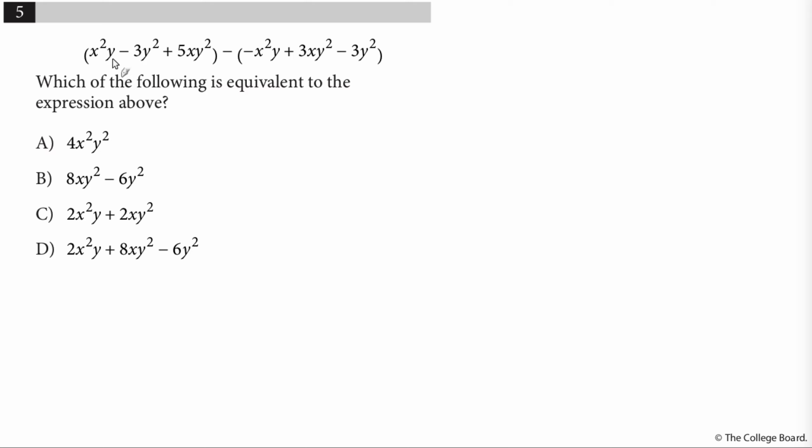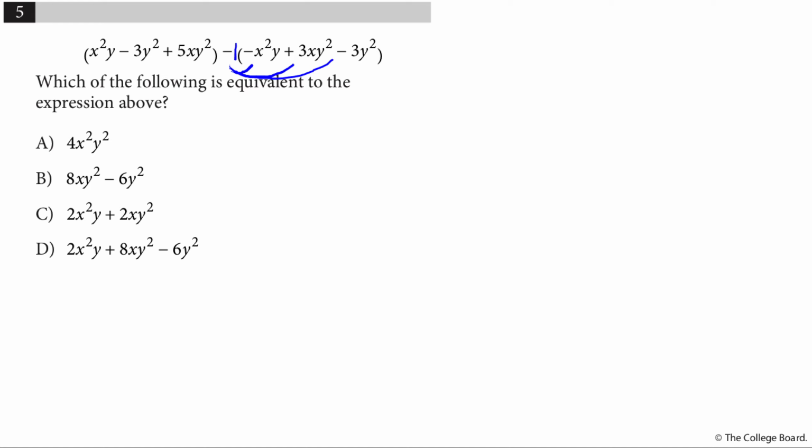I have x squared y minus 3y squared plus 5xy squared minus negative x squared y plus 3xy squared minus 3y squared. And I say which of the following is equivalent to the expression above. So in here, I have a couple options. The way I like to do it, I see this negative in front of an expression in parentheses, which means that I'm really distributing a -1 to all of these terms. I don't have anything up here, so I can write this out as is.